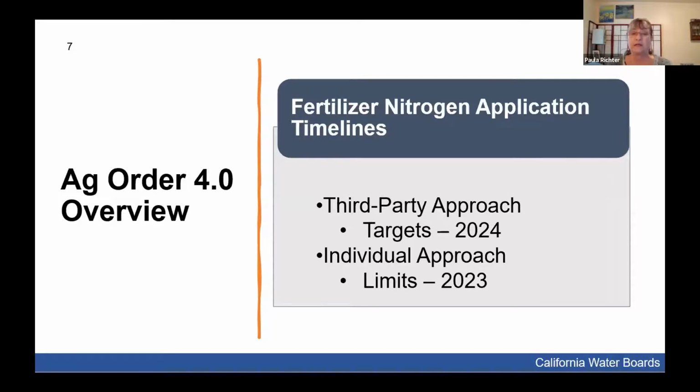In terms of timelines, growers that join a third-party program have additional time to achieve the targets. Under the individual approach, the timeline is shorter. So as this slide shows, under the third-party approach, the targets take effect in 2024. Under the individual approach, the limits take effect in 2023.